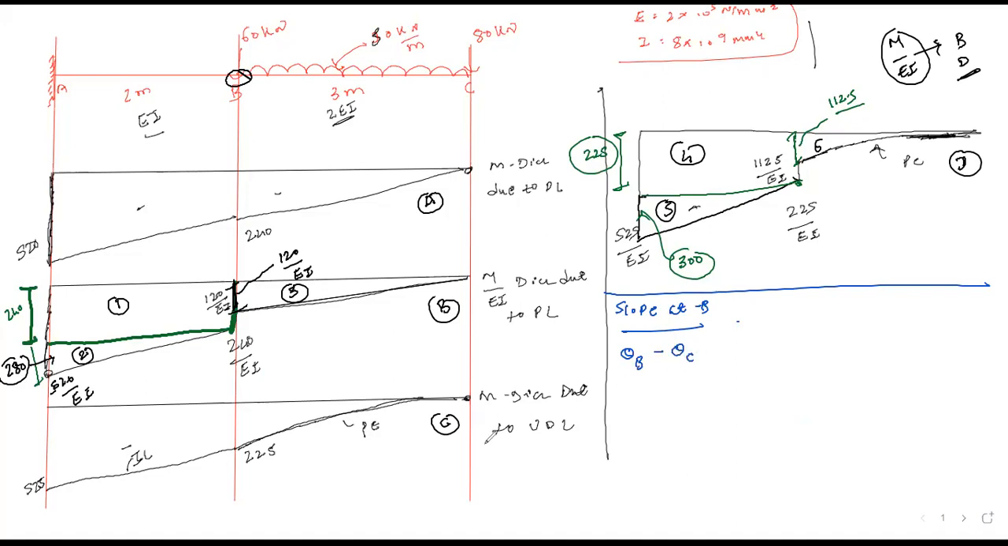Yes or no? Right or wrong? Okay, fine, good. Wrong. Theta B minus theta A, absolutely right.